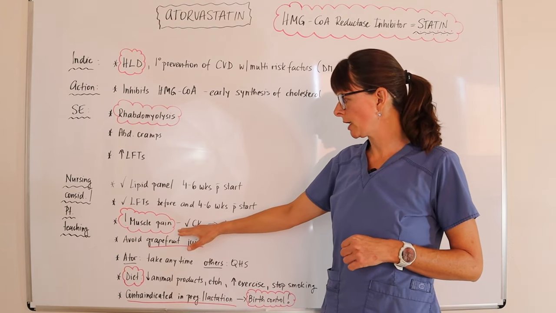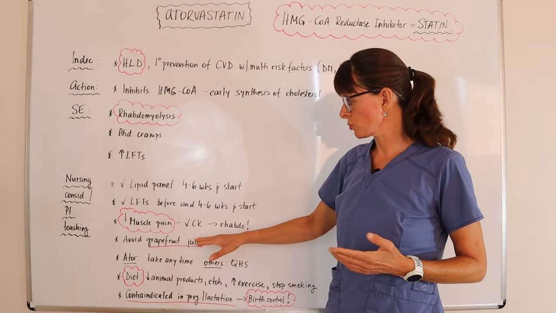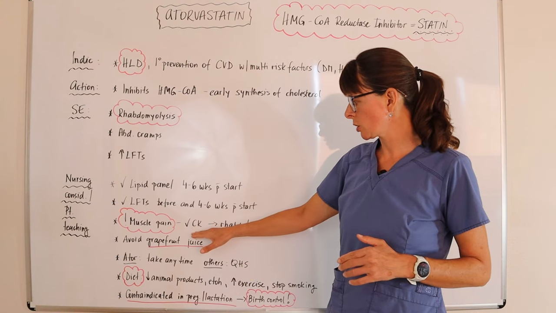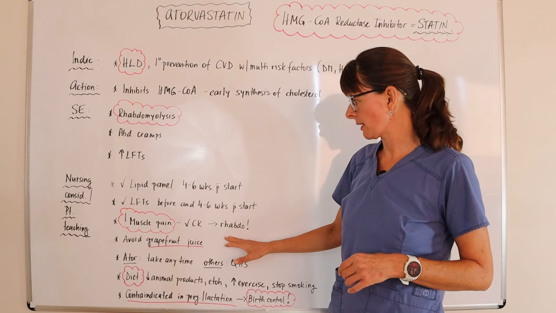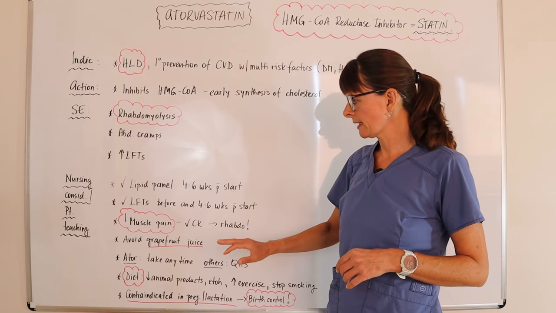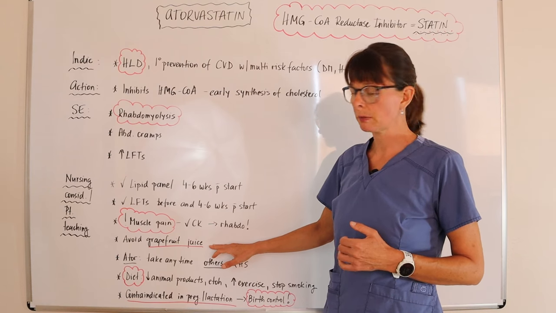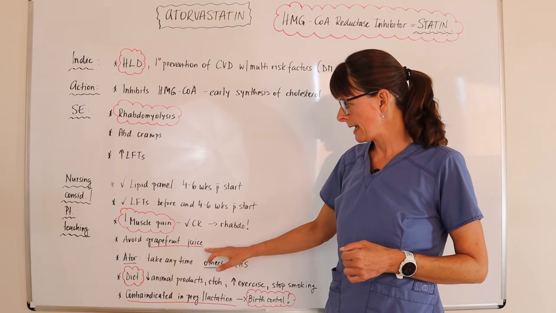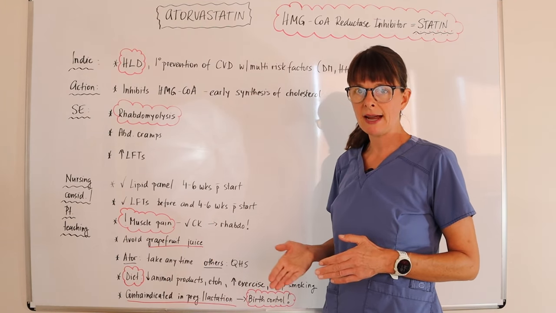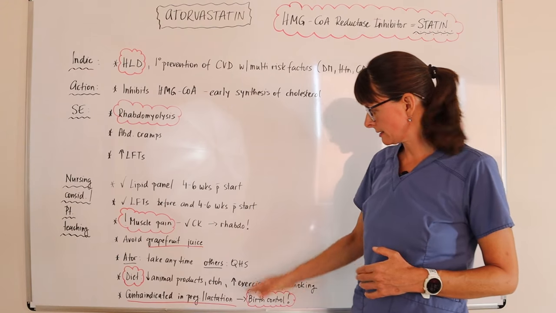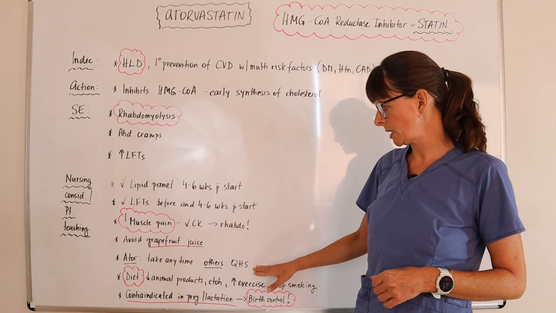And then we want to educate our patient, if they develop any kind of muscle pain, to check with their provider, of course, and then check a CK level because of this risk for rhabdomyolysis. With any kind of statin, we want to also tell our patients to avoid grapefruit juice because of the possible interaction there. And atorvastatin can be taken at any time, where most other statins have to be taken at bedtime. So that's an important tidbit here.